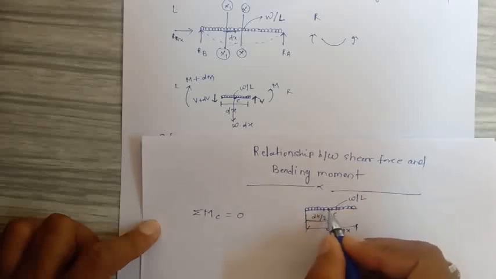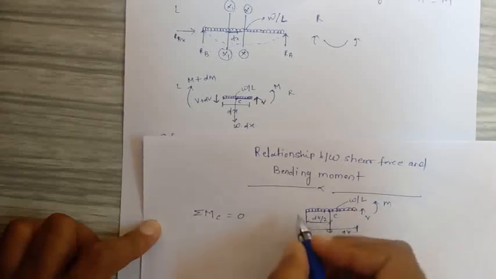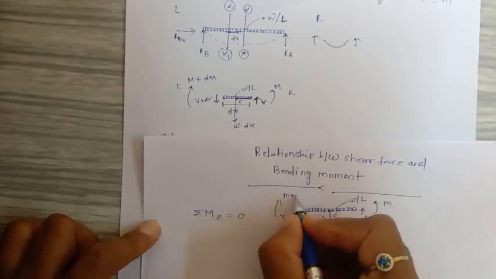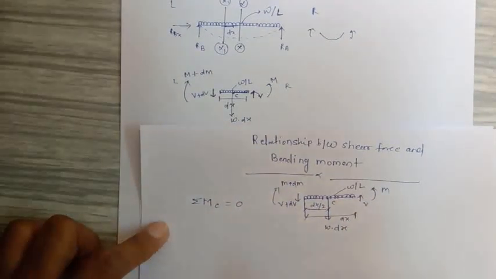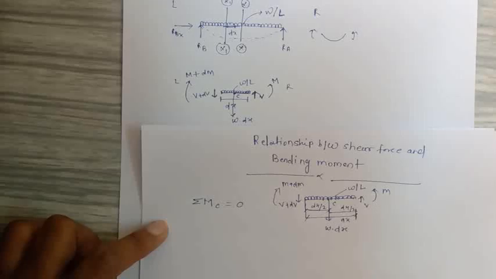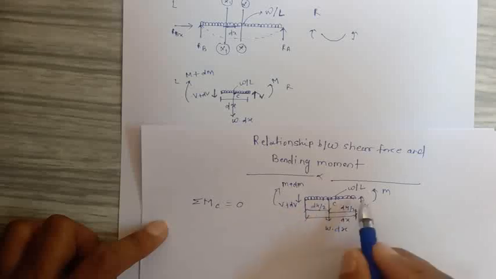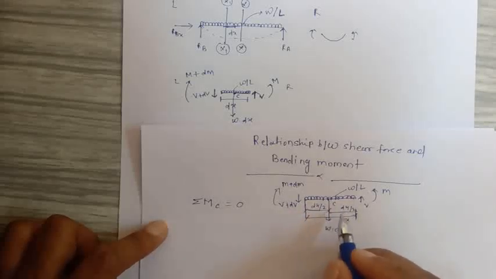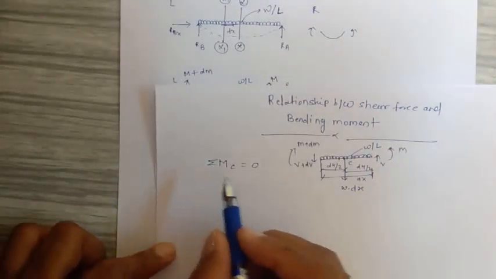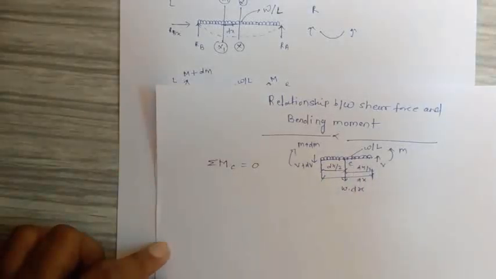So this is at center C. Okay, this is the moment M, shear force V, and here shear force V plus dV, and moment M plus dM. This is dx again, and from here to here it is dx by 2, because the intensity w acts at the center of this element, at dx by 2 distance. So here we take the summation of moments at C equal to 0.